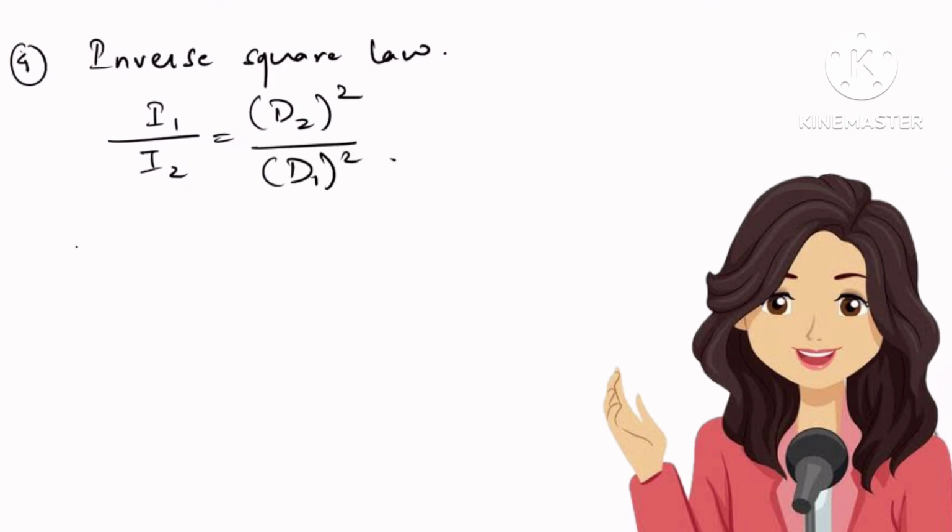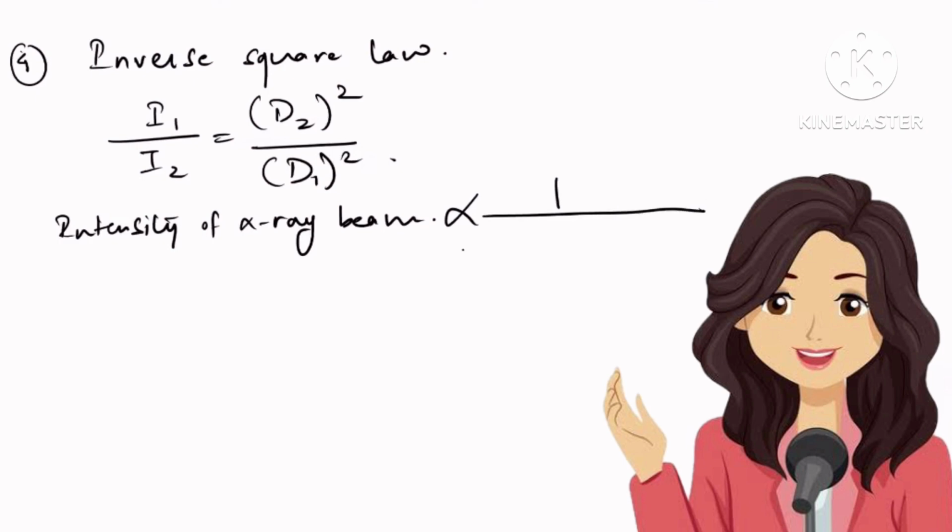Okay. So, intensity of X-ray beam. What does this mean? Intensity of X-ray beam is inversely proportional to the square of distance from the source. Now, you may get numerical based MCQs based on this formula.